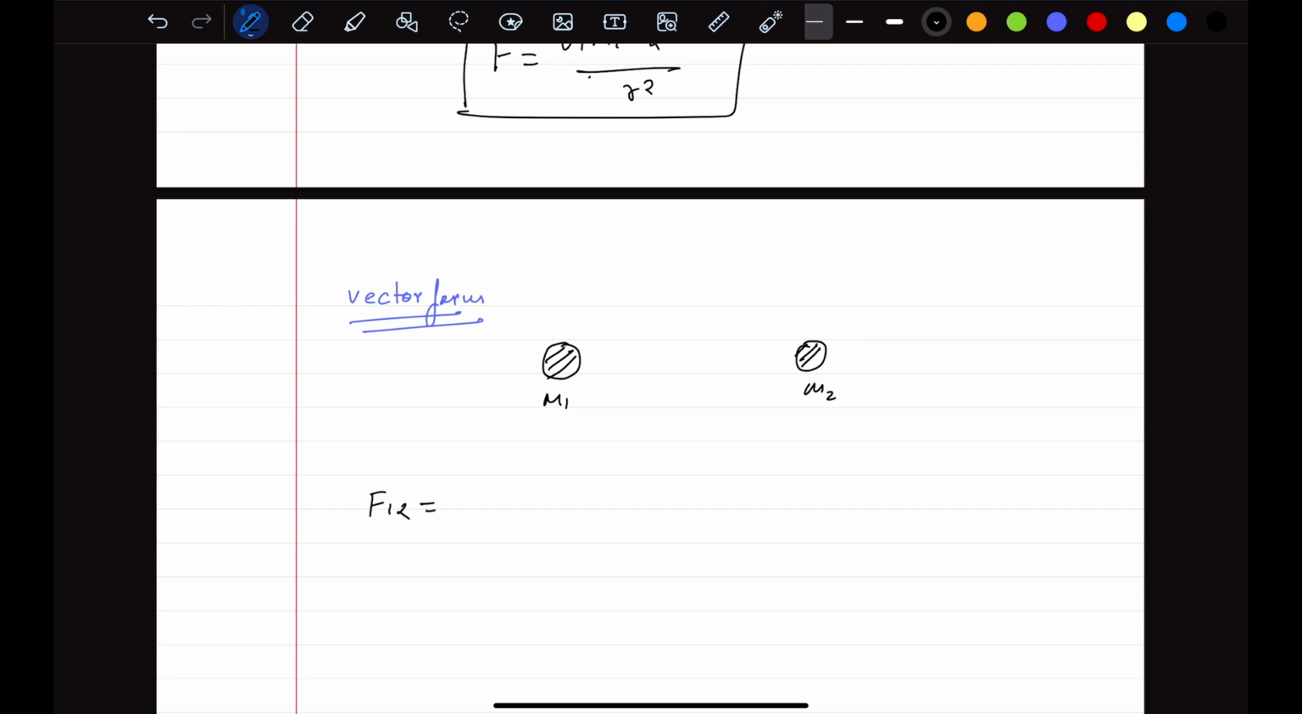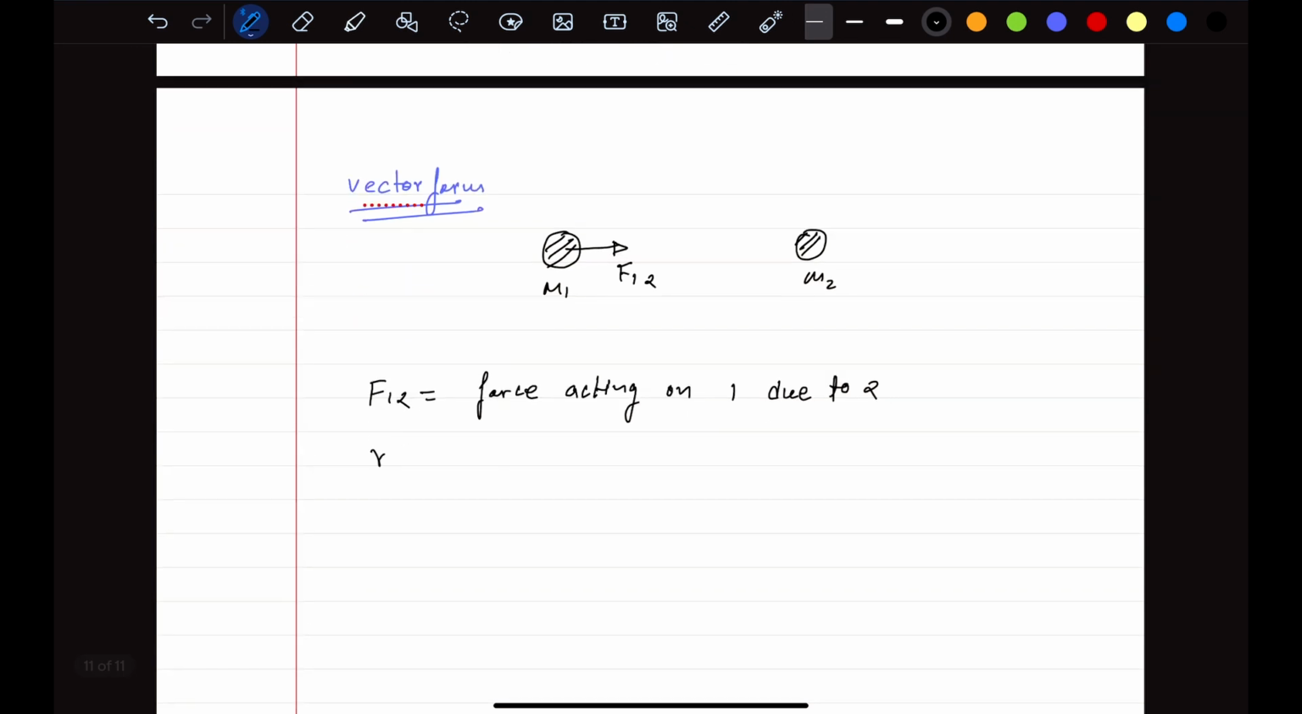F12 is the force acting on 1 due to 2. Of course this is a force of attraction, so it will be toward the 2. This will be the direction of F12. And next, R12 is the position. R12 vector is position vector of 1 with respect to 2. So when we observe from the 2, this will be the R12 vector. R12 vector direction will be toward the 1 from 2, right?